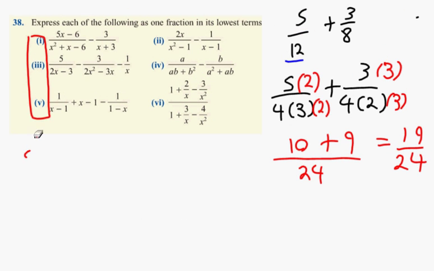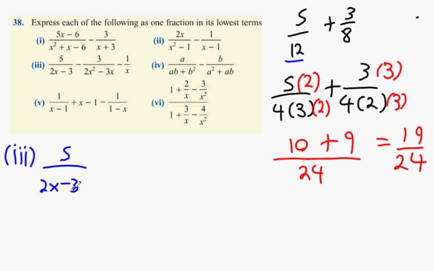Okay, next one is this one here. It's the same thing, except there's 3 fractions instead of 2. Everybody alright with that? So what's going to happen here is we're going to fully factorise absolutely everything. So it's going to be 5 over 2x minus 3. What's the second one going to be? 3 divided by x, and finally followed by minus 1 over x.